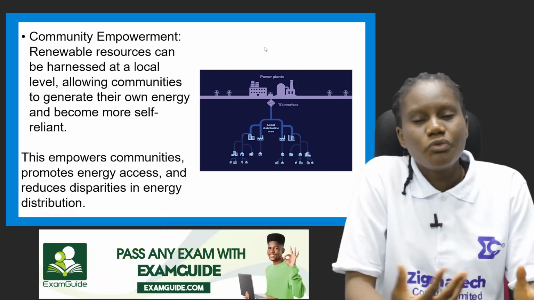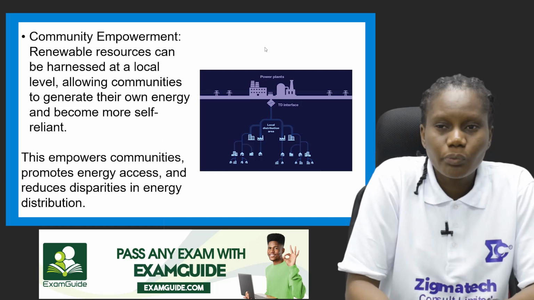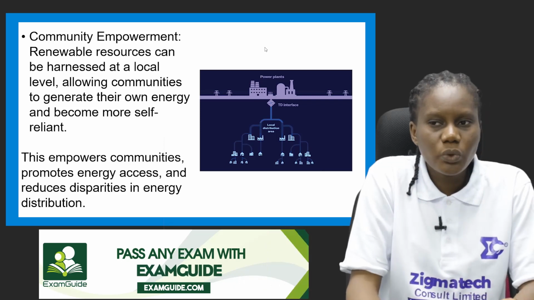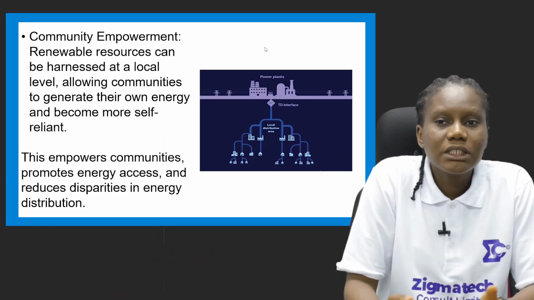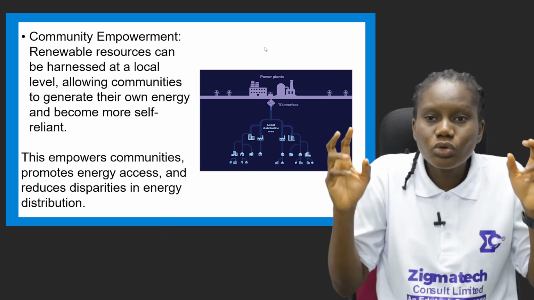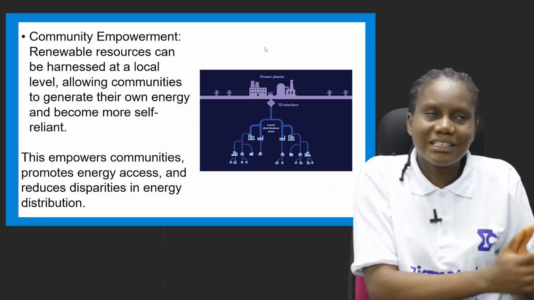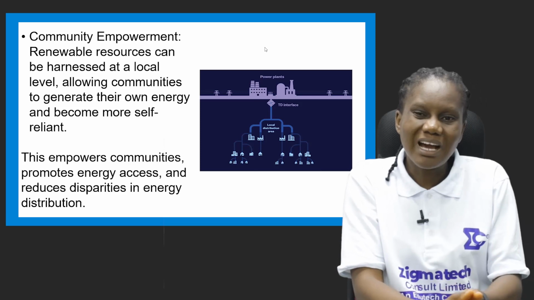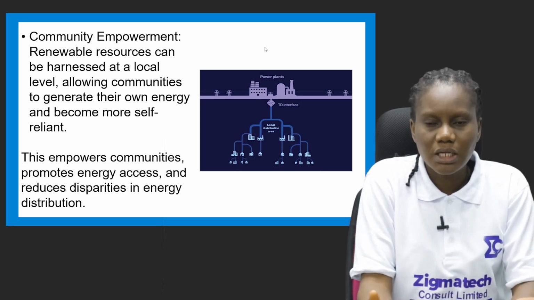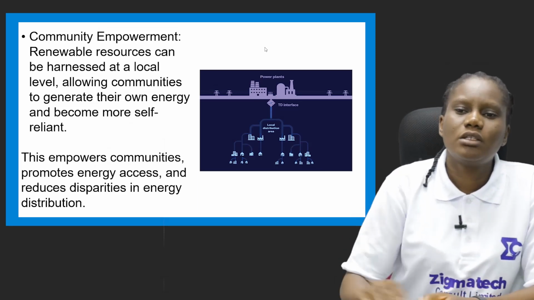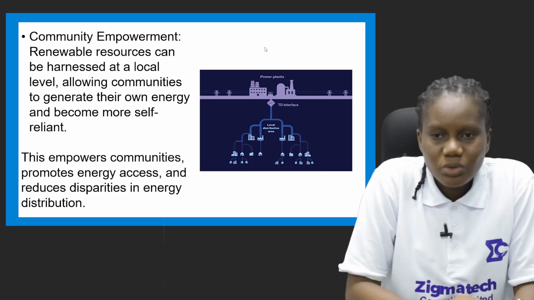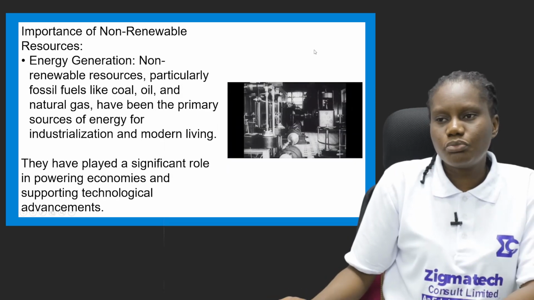Community empowerment. Renewable resources can be enhanced at the local level, allowing communities to generate their own energy and become more self-reliant. For example, the wind turbine. You can see in some communities they have it, not in Nigeria though, and it has helped them to harness the wind locally, and it has allowed them to generate their own energy without being dependent on the larger community, on the larger scale. And also in some communities that have water, they generate their own electricity by themselves. So it has empowered that community to promote energy access and reduce disparities in energy distribution.